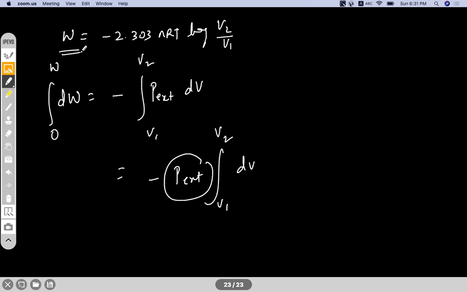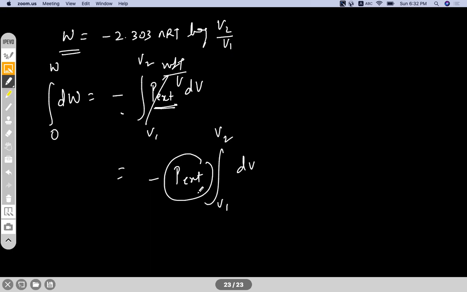Right? So this you need to know. If the process is reversible, P external is not constant. And hence we cannot take this out of the integral sign. You have to substitute it here, nRT by V, and then you have to integrate it, correct? That's why it is important to understand what is reversible, irreversible process.